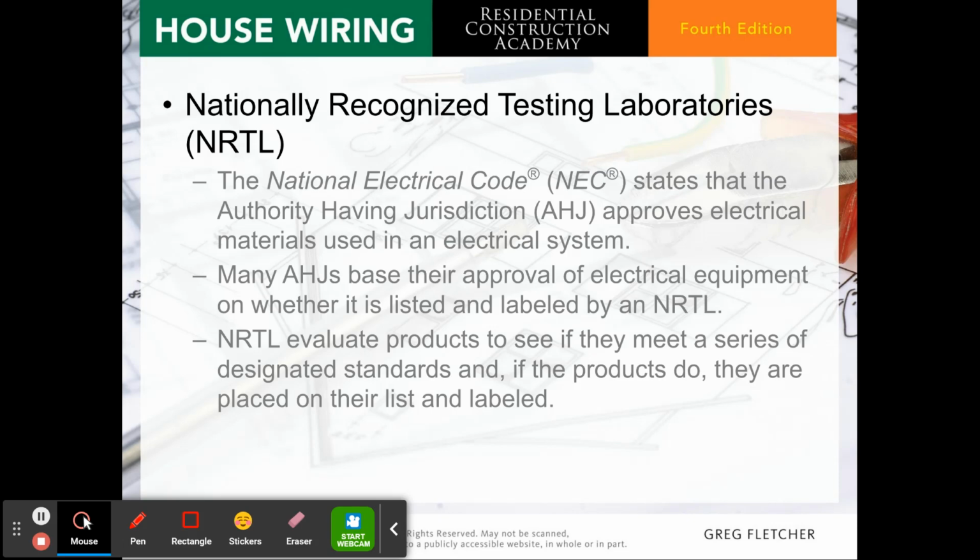First, we'll go over what the nationally recognized testing laboratories are. To understand what those are, we have to look at the National Electrical Code, which states that the authority having jurisdiction, or AHJ, approves electrical materials used in an electrical system. Many authorities having jurisdiction base their approval of electrical equipment on whether it is listed and labeled by an NRTL. NRTLs evaluate products to see if they meet a series of designated standards, and if the products do, they are placed on their list and labeled.